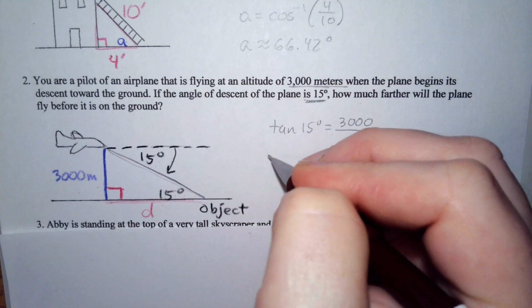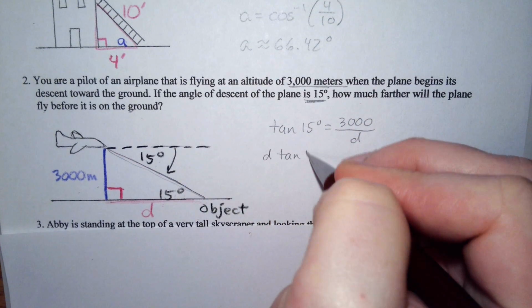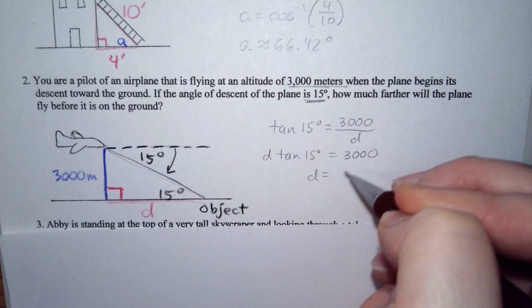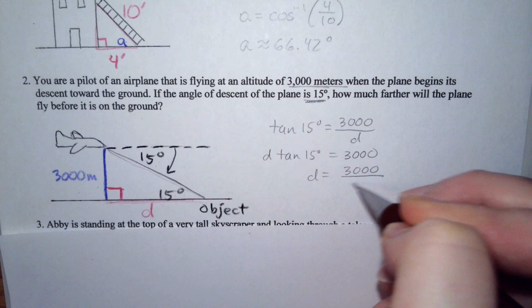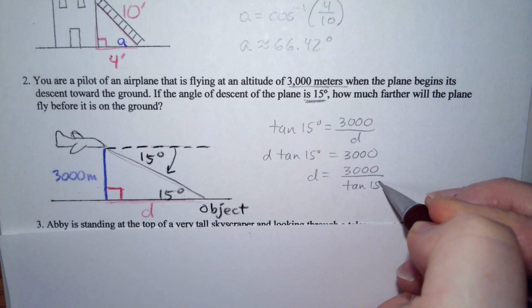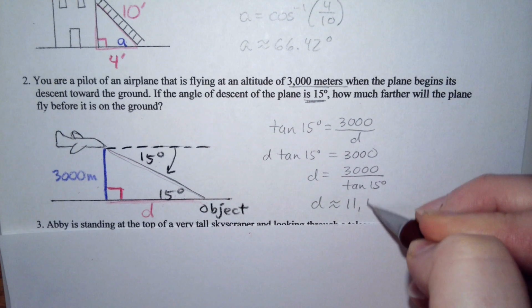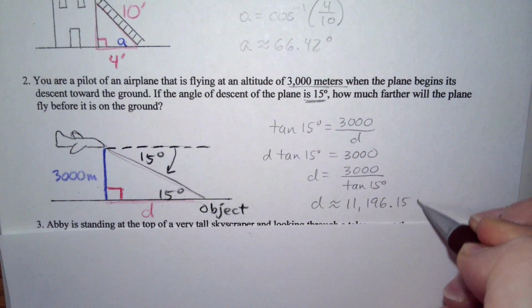Multiply both sides by d. So d times tangent 15 degrees is 3,000. d equals 3,000 over tangent 15 degrees. And so d should be approximately 11,196.15 meters.